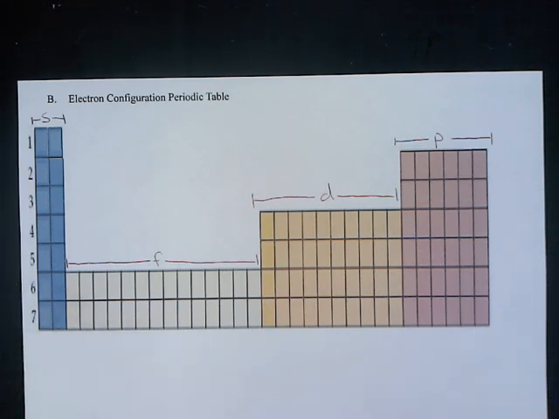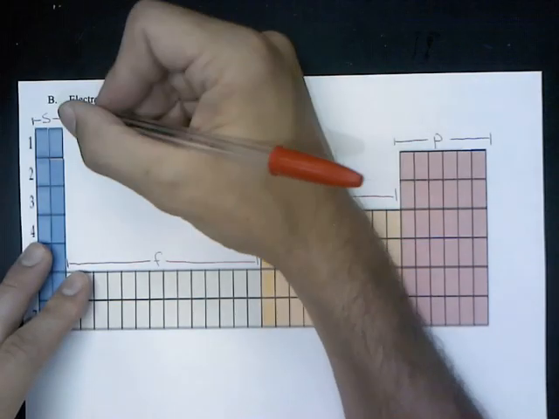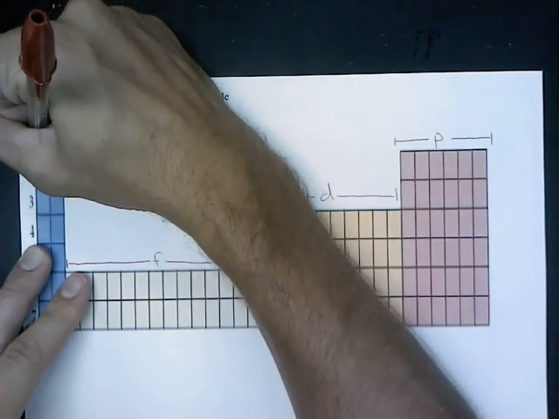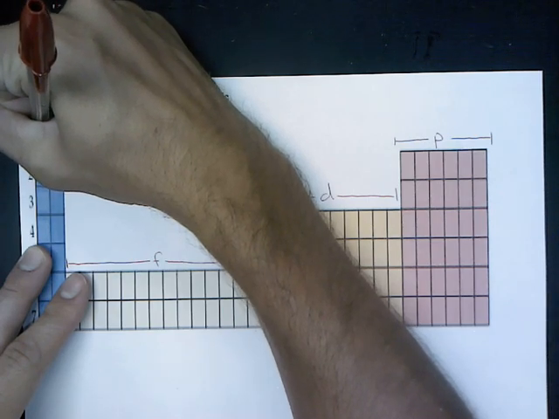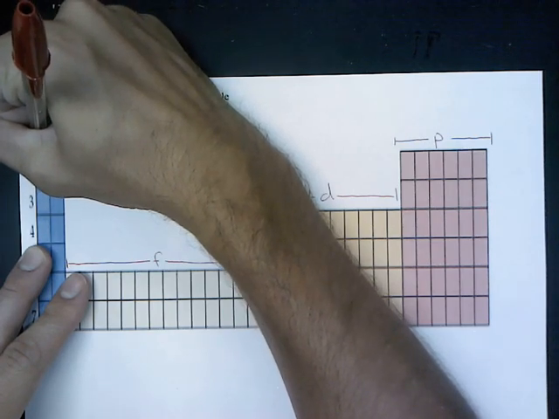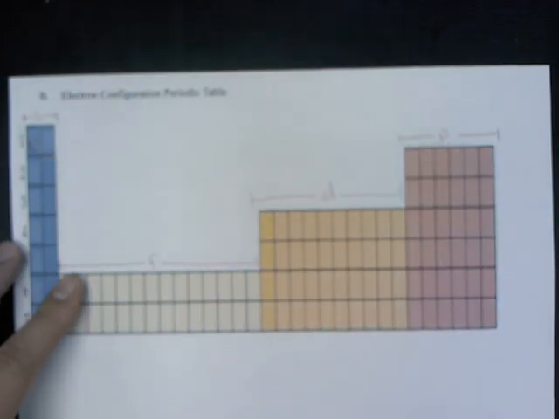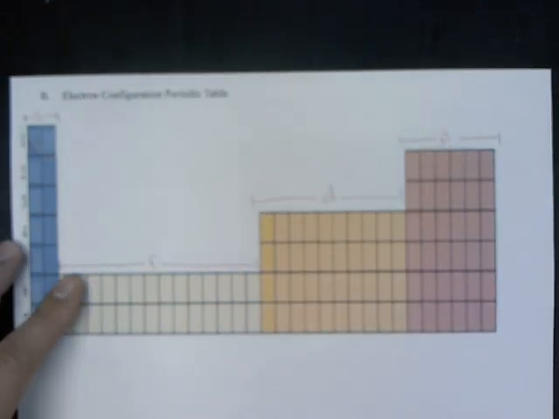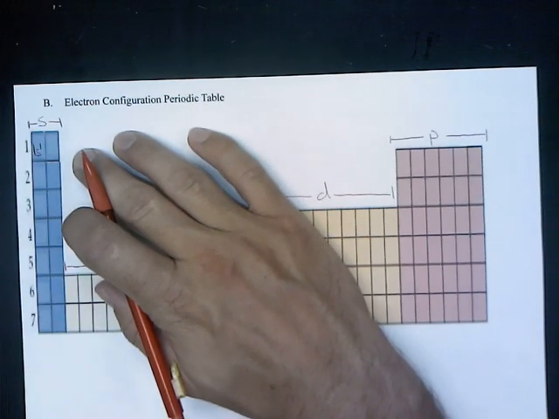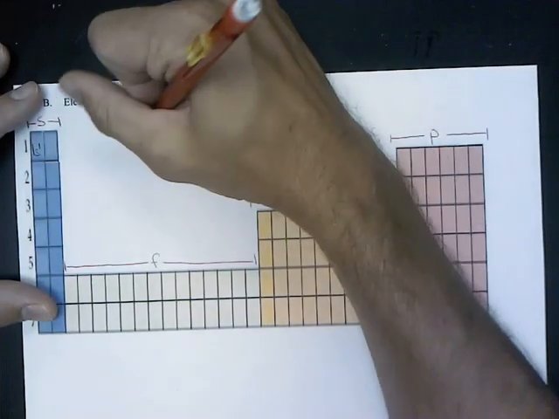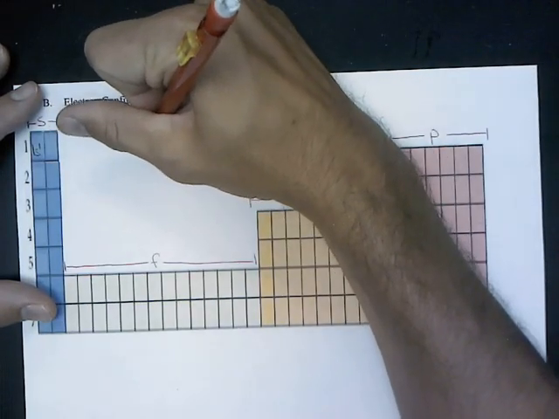So what I want you to do is fill in this periodic table, and I'm going to fill in the first box, which is associated with helium, and it's going to be 1s1. Now, you may be sitting there wondering, okay, what is that series of letters and numbers represent? Well, let's break this down here.